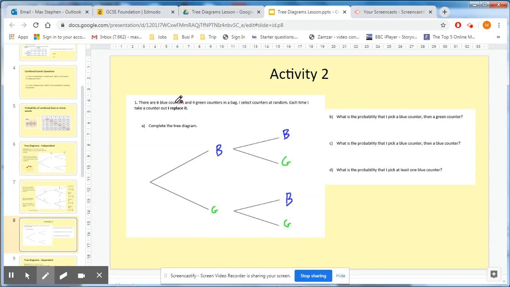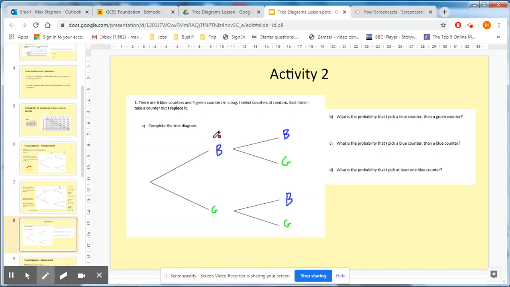Okay, so in this question we've got 6 blue counters and 4 green counters, and I'm going to select them at random, and each time I take a counter, I replace it. So just the same as the example I've already done. The probability of picking each one is not going to change between the first pick and the second pick. So I'm going to run through here and I'm going to put in my probabilities.